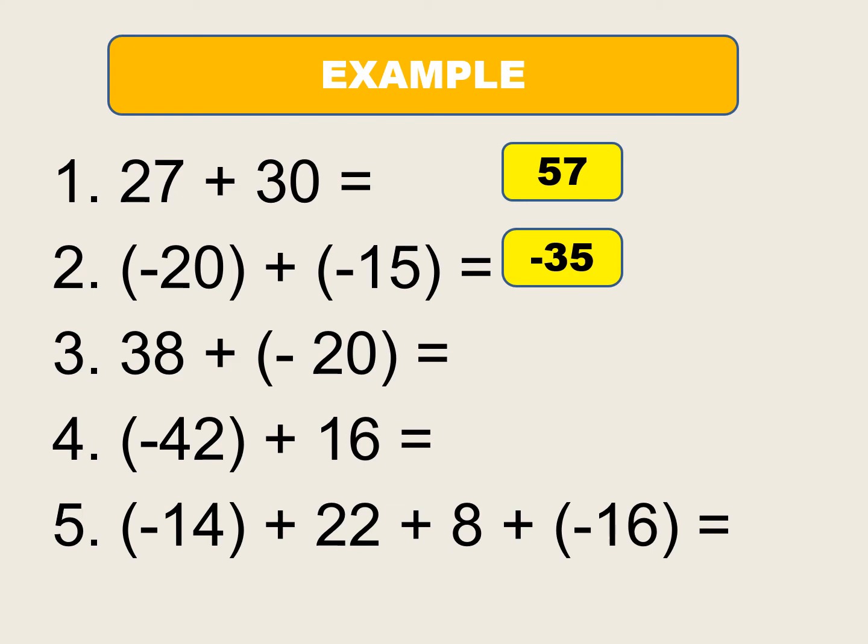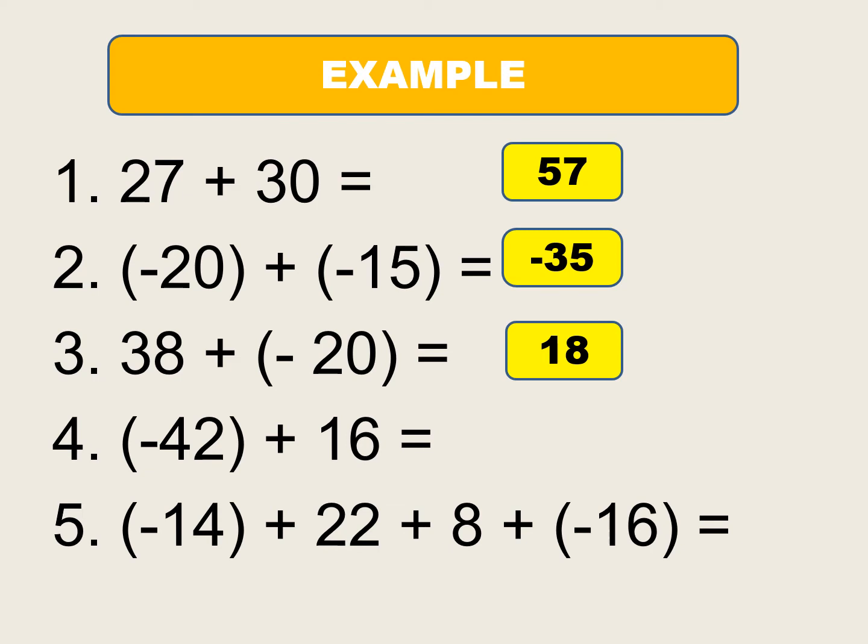Number 3, 38 plus negative 20. So again, if they have different signs, you're going to subtract. So 38 minus 20, the answer is 18. Now, what is the larger number? The positive. So your answer is positive 18.